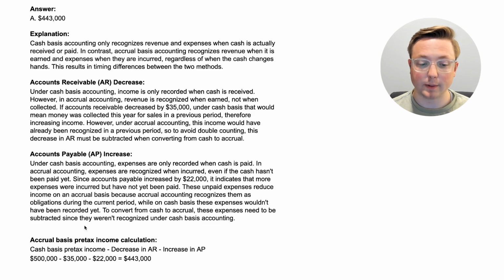With what we understood just barely there, when it comes to converting from cash to accrual, you take the cash basis pre-tax income, subtract the decrease in accounts receivable, subtract the increase in accounts payable, and that gives you a total of $443,000 of accrual basis income. Now, again, think about these things as we go through the rest of the video. Be trying to understand the concept of the timing when it comes to cash and accrual. Let's go to the next question.